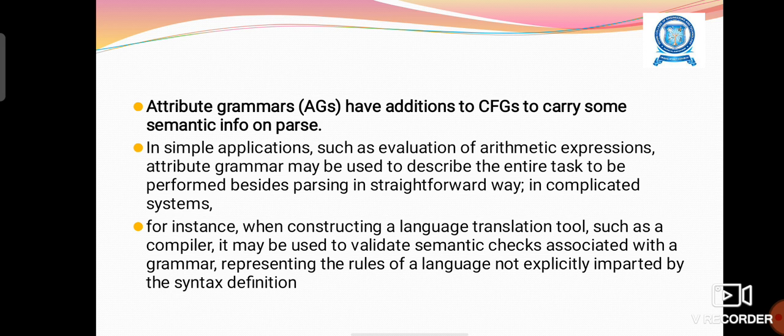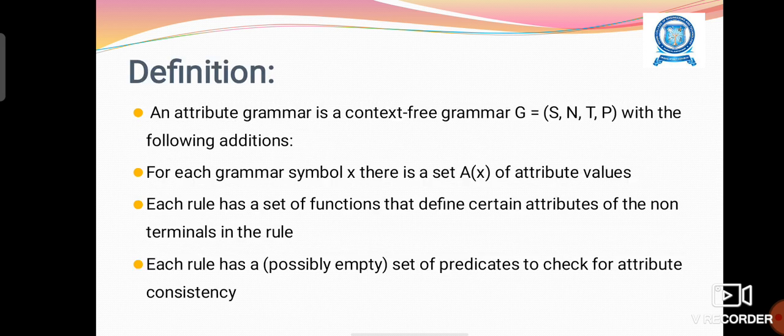In simple applications such as evaluation of arithmetic expressions, an attribute grammar may be used to describe the entire task to be performed besides parsing in a straightforward way. In complicated systems, for instance, when constructing a language translation tool such as a compiler, it may be used to validate semantic checks associated with the grammar representing the rules of a language not explicitly imparted by the syntax definition.